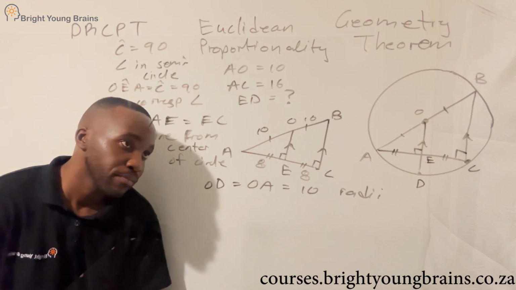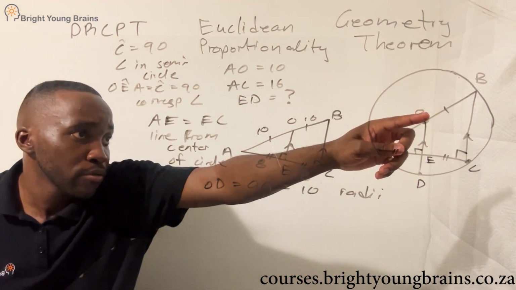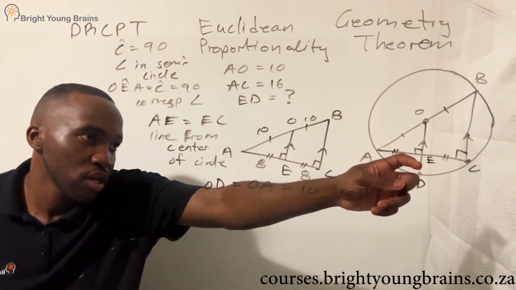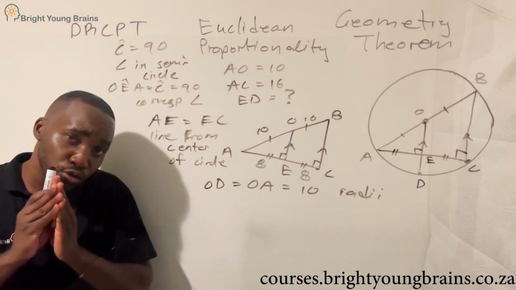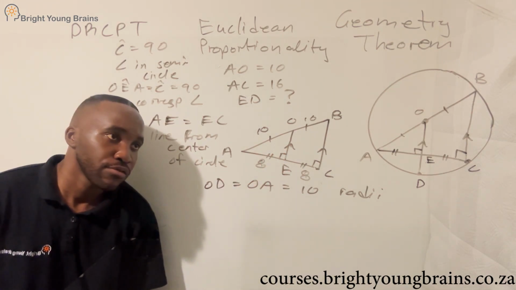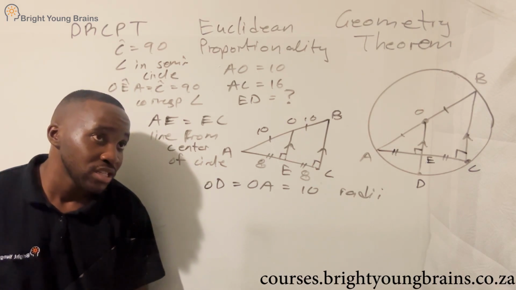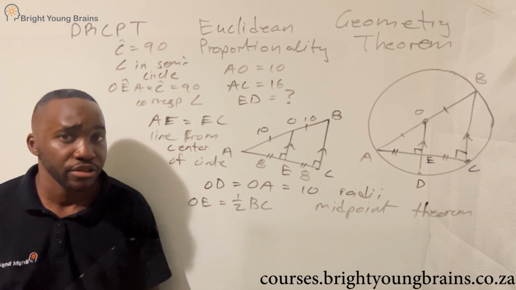You know, you must see. So all we need now is OE. If you get OE, you'll be able to say OD minus OE gives you ED. That's the main idea with these kinds of questions. Always look for a long line and then another one, and it's going to give you whatever it is that they're asking for. So with OE, we already stated that it is half of BC because of the midpoint theorem.